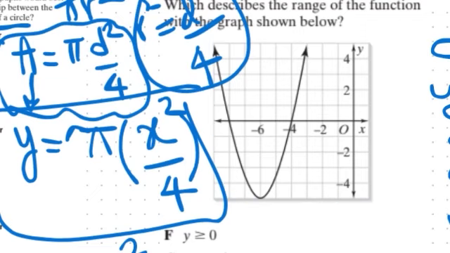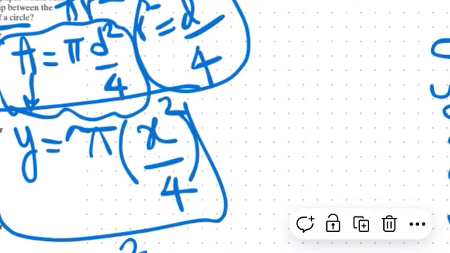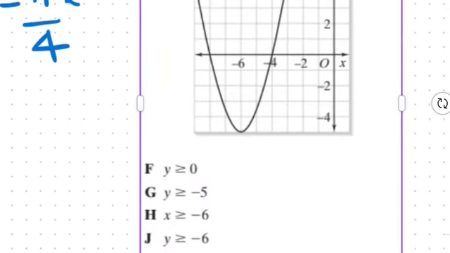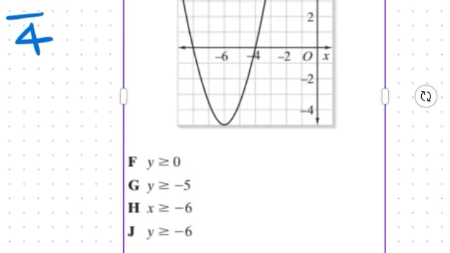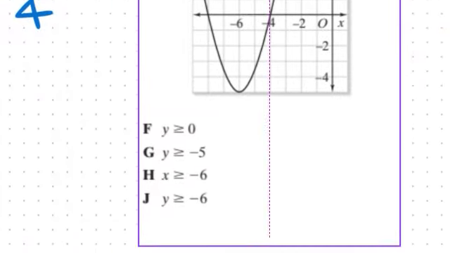Now, what about this then? Okay, range above 5. Y is greater than or equal to 5. Is it 5? Sorry, -5. I didn't see the papers. Yeah, -5, right?